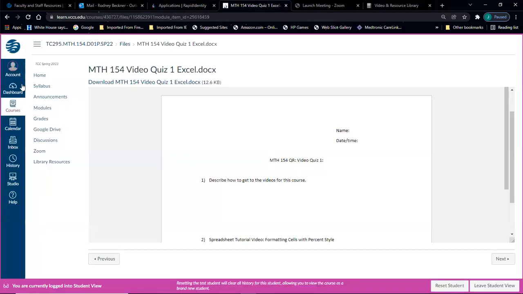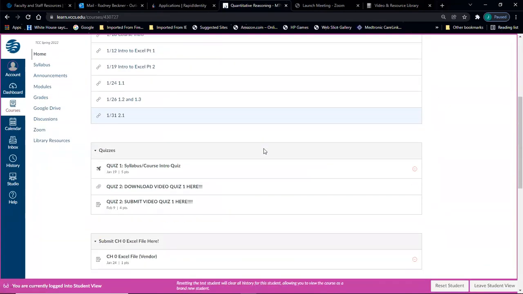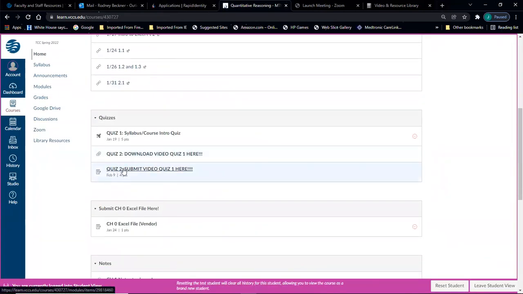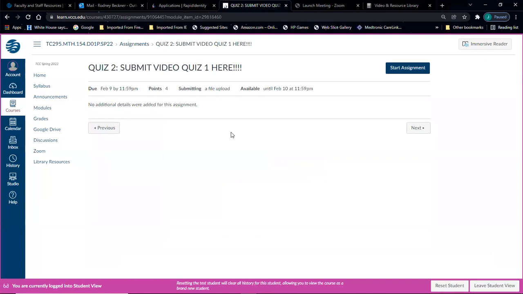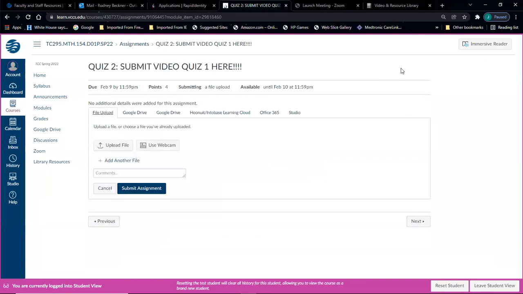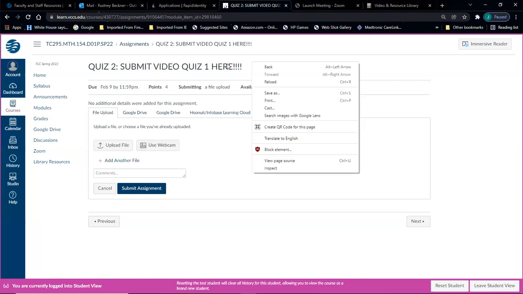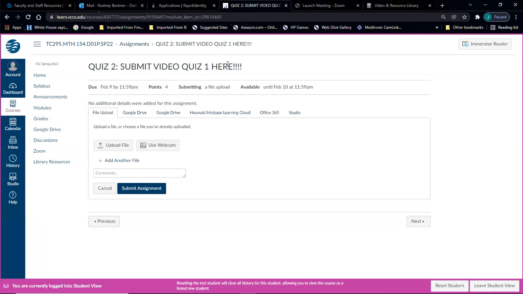Then, after you save your file, you will go here to quiz 2, submit video quiz 1 here, due date February 9th. And then you'll have to hit start assignment. Then you can upload your file, and then you will submit your assignment. And again, this is not auto-graded. I will have to go back and grade these maybe a day after they're due, maybe 2 days, maybe 5 days after they're due, depending on when everybody has submitted them, including those who said, hey, I'm sick and I have a legit excuse and a doctor's note. If you just say, hey, I forgot to do it, that's not going to fly. I would need documentation as to why you've missed an assignment. Remember that.